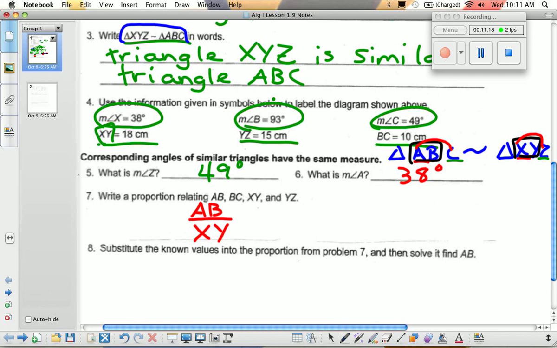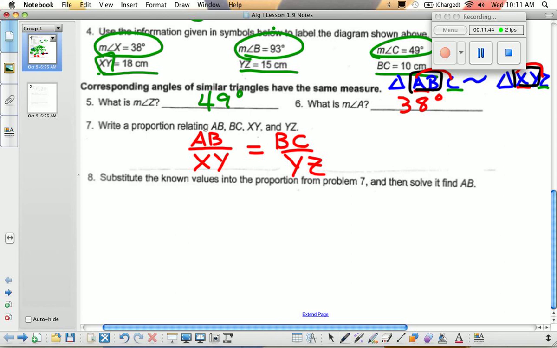So the relationship that AB has to XY should be the same as the relationship that BC has to what? YZ. Corresponding sides. Every pair of corresponding sides in that triangle actually have the same ratio. So now let's use our proportion model to find AB. AB is the one we don't know. We're going to call it X for right now.